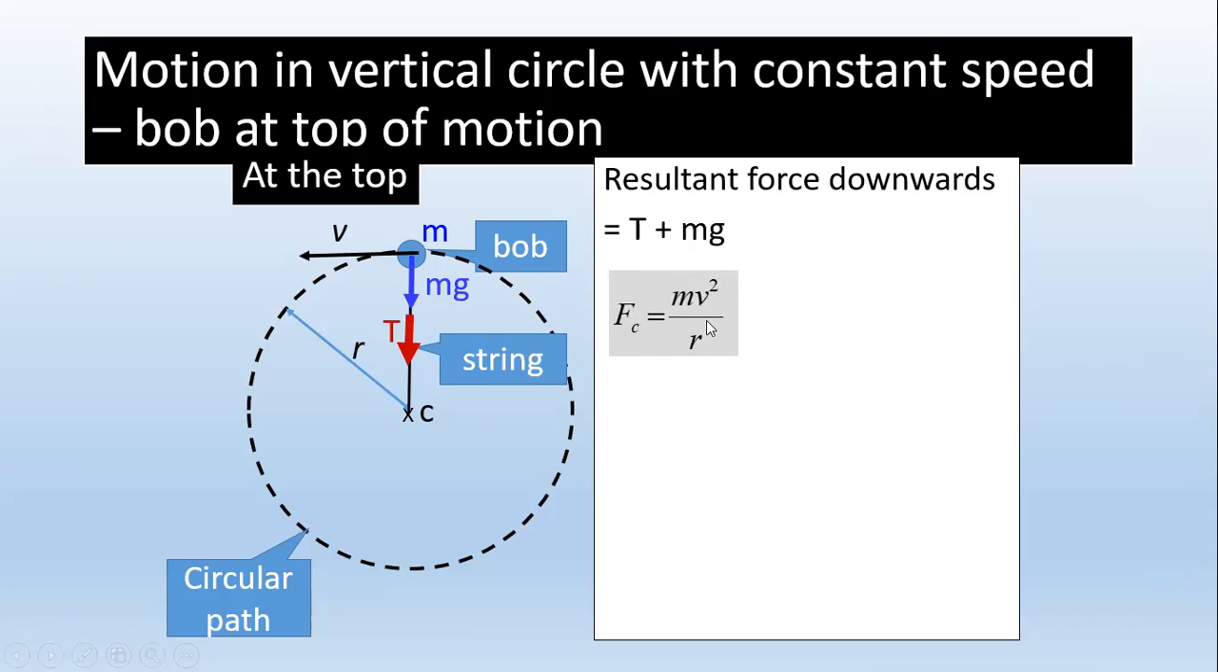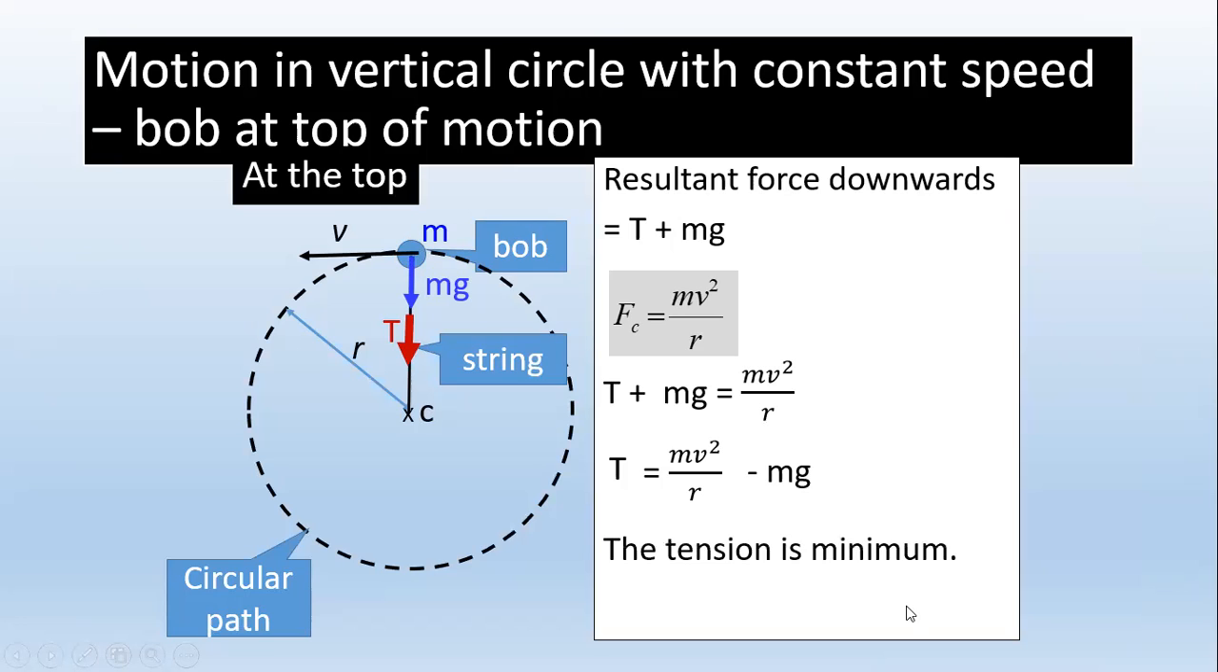Right? Not ma, because we can calculate the velocity. We can calculate the acceleration from the velocity and the radius. And then replace that resultant force here with mv squared over r. So we can find the tension. Right? Take this across there, becomes minus. So the minimum will be here. Minimum tension will be here at the top there. Tension is minimum.